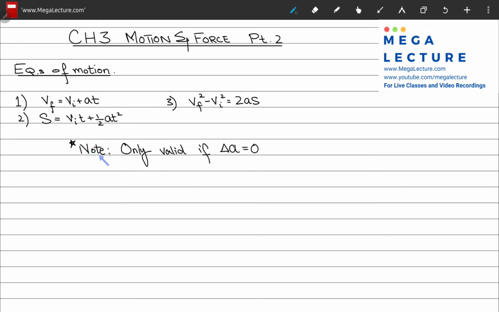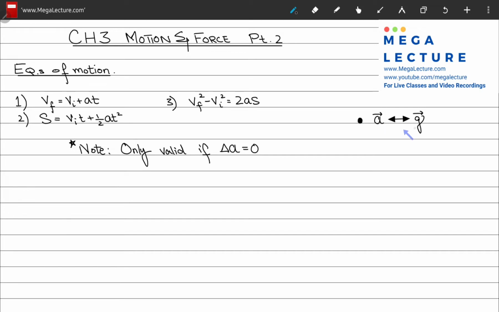Now, a very important point here is that these equations are only going to work if your acceleration is constant, right? In a problem where the acceleration is changing, which you would not really face, these equations are not going to work or do you any good, right? So when you read a problem, make sure that if the acceleration is constant, then these equations will be fine.